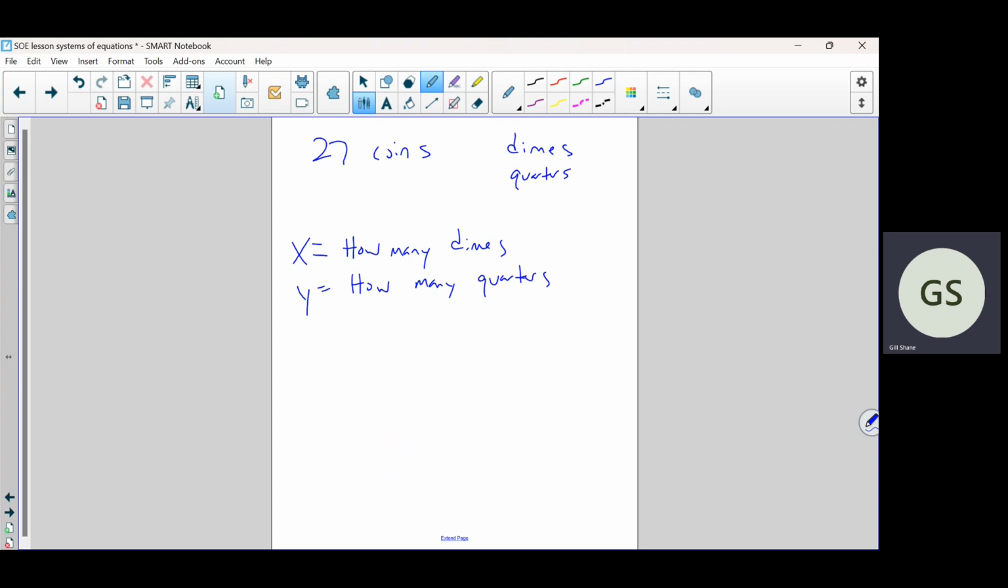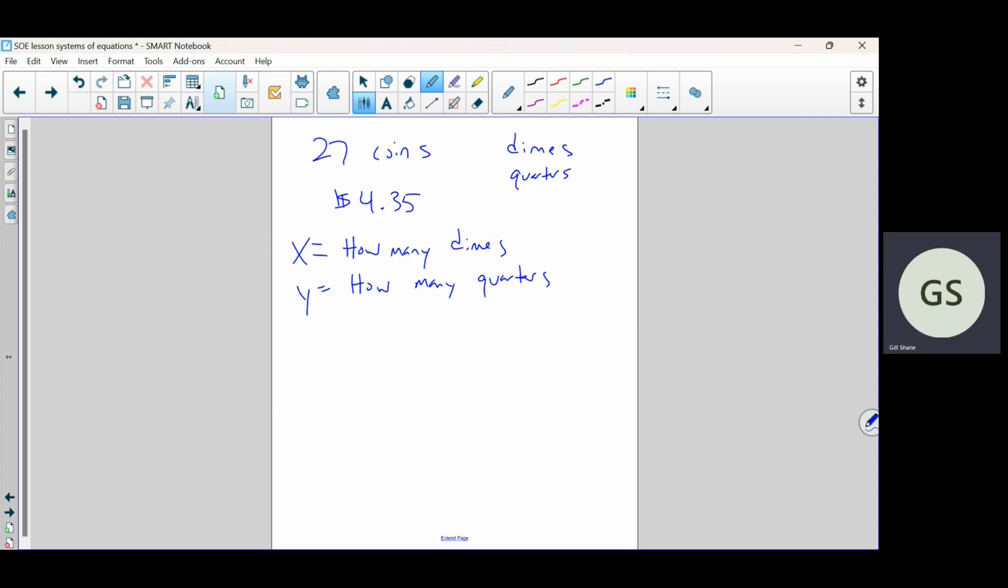All right. So now I got my variables. I know there's 27 coins. What else do I know? I have money-wise 435. Those are my 2 rules right there. The number of coins is 27. That's rule 1. The value or the amount of money I have is 435. That's my 2 rules. So I just got to figure out how to create the equations from those rules.